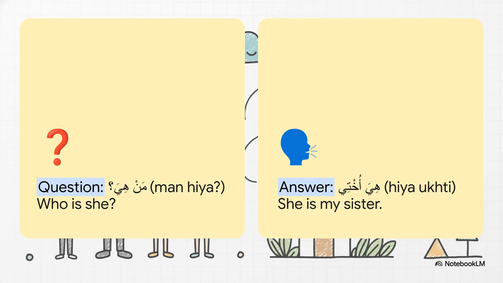Okay, let's do another one, but this time for a female. The question changes just a little bit to man hiya, or who is she? And the answer, hiya ukhti. See? There it is again. We took ukht for sister, popped that e on the end, and boom, she is my sister. You're definitely seeing the pattern now, aren't you?